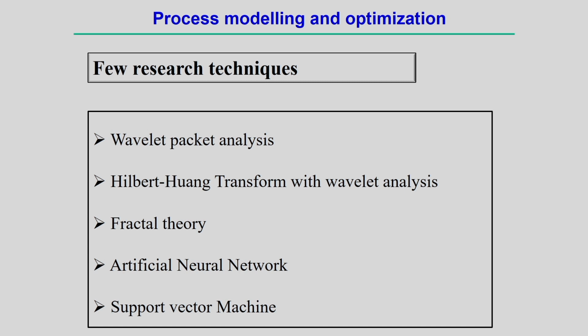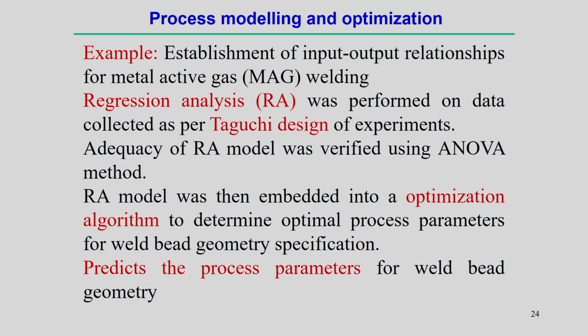A few research techniques, for example, wavelet packet analysis, can be applied to all this collected data. Hilbert-Huang transformation with wavelet analysis can be done. We can apply fractal theory also. We can use artificial neural networks, and support vector machines. So, these are the different techniques we can use to analyze the data to reach some kind of input and output relationship.